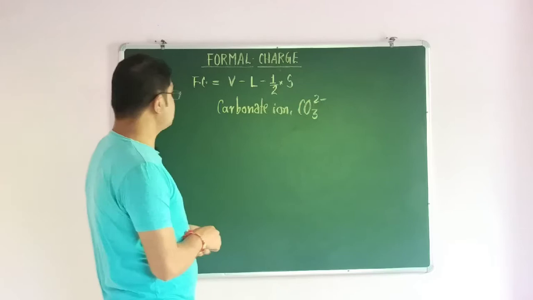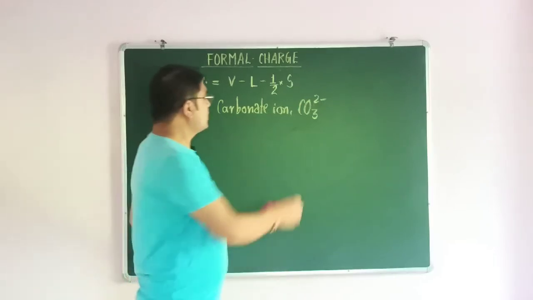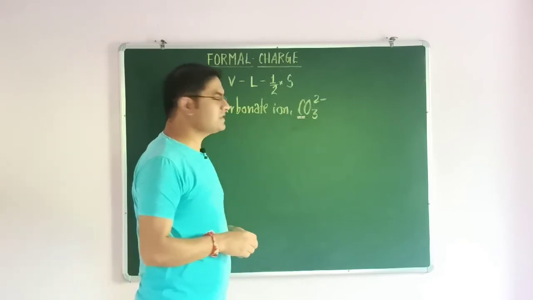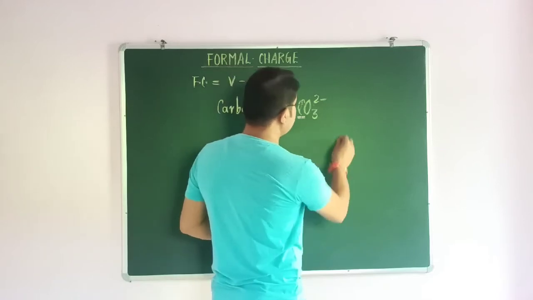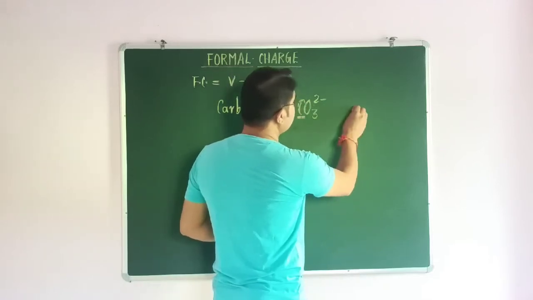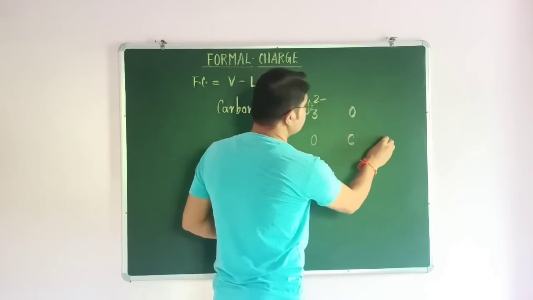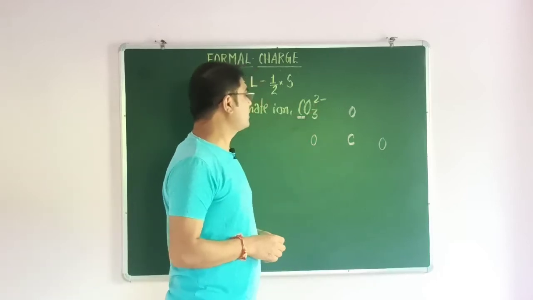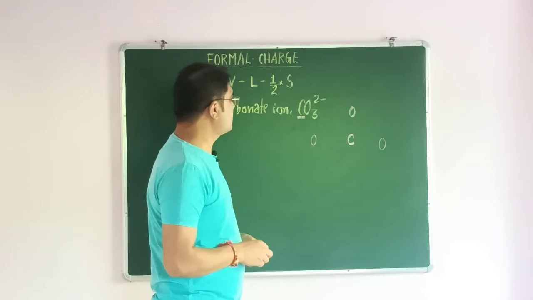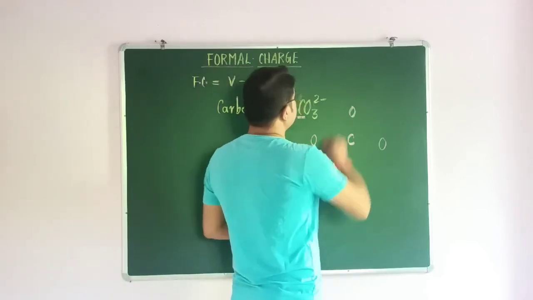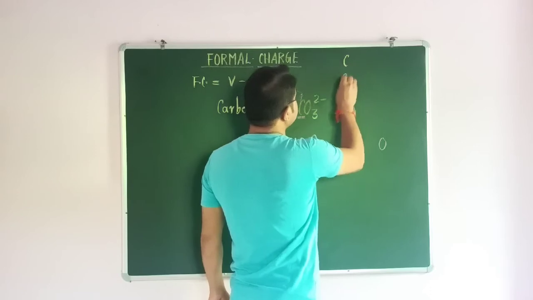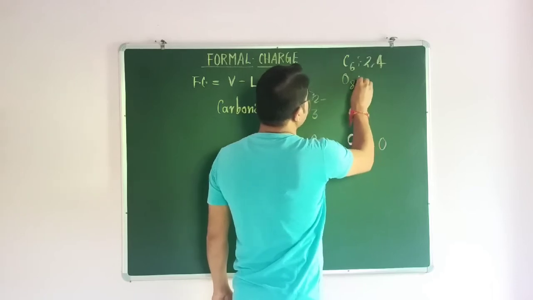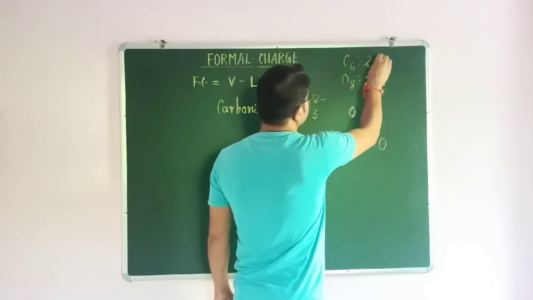So now the second question is the calculation of formal charge on carbon in carbonate ion. For that, first we draw the Lewis dot structure for carbonate ion. So here it is, carbon is the central atom, and there are 3 oxygen atoms present, but the minus 2 charge indicates that 2 extra electrons are present on this structure. As we know, the atomic number for carbon is 6 and for oxygen it is 8. Valence electrons are 4 for carbon and 6 for oxygen.